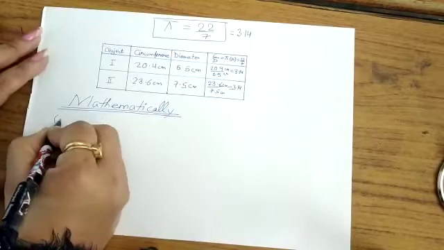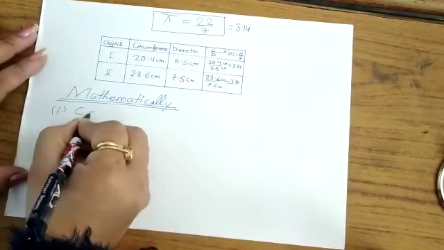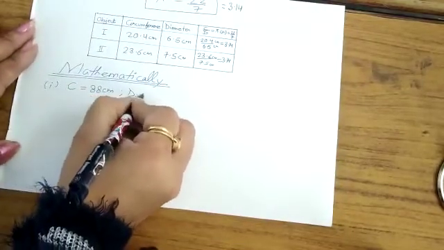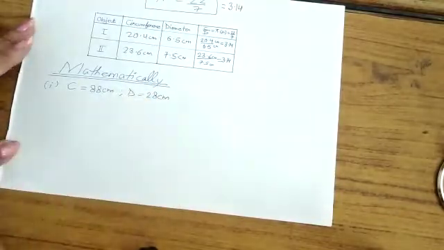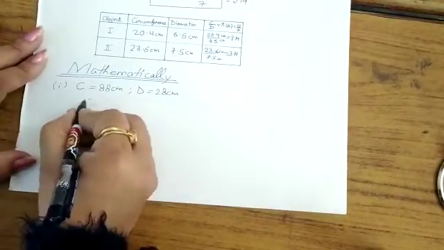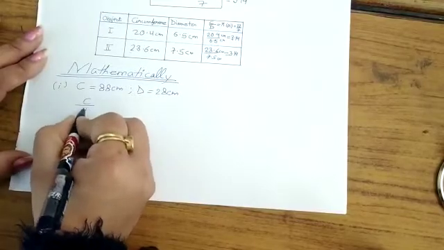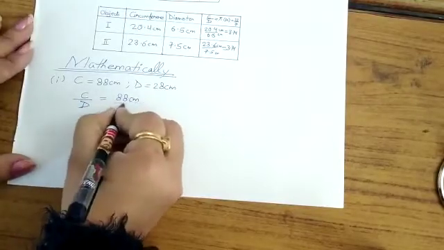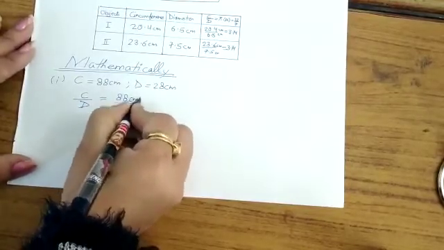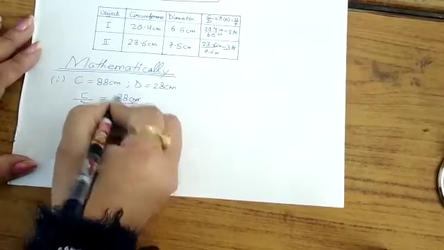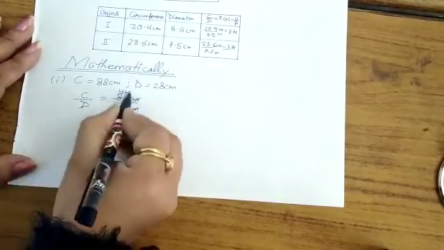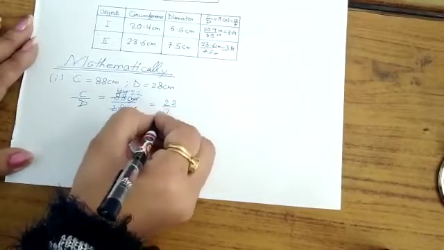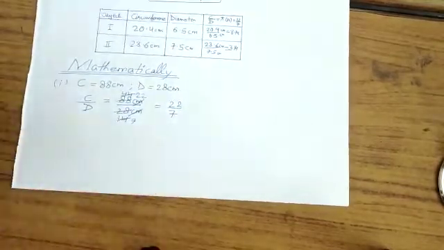Now students, if I take the value of the circumference as 88 centimeter and the value of the diameter as 28 centimeter, so when we find the ratio of the circumference and diameter, let's see what is coming. 88 centimeter by 28 centimeter. Now when we solve it, you will see what is coming here. We get the ratio of circumference and diameter as 22 by 7.